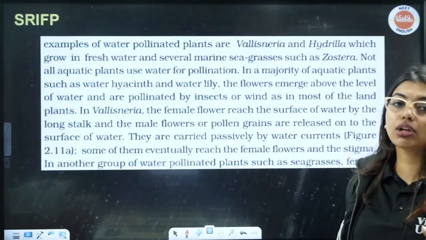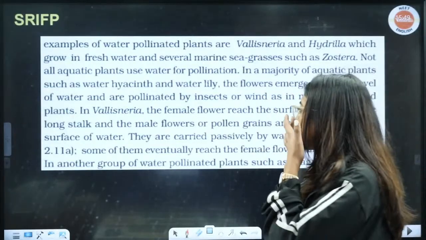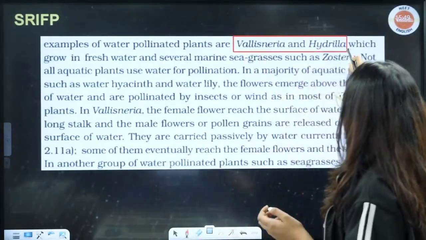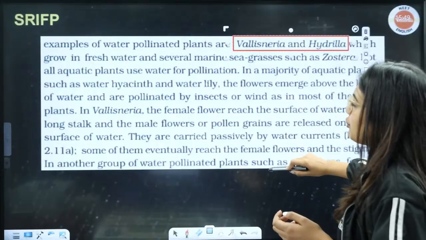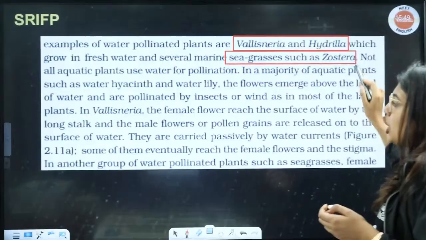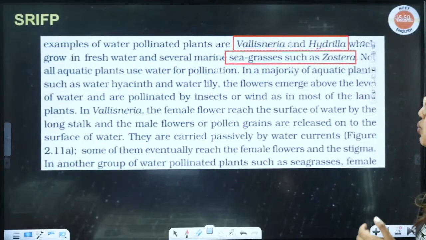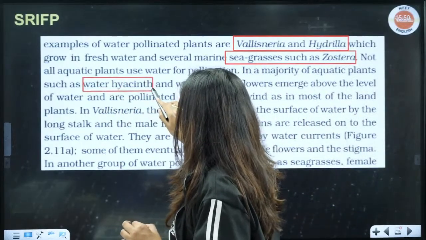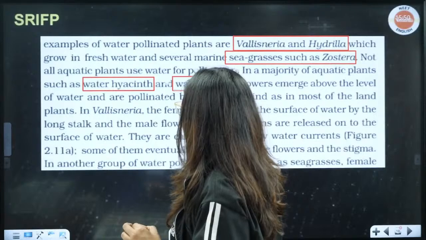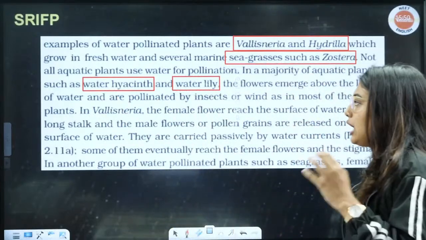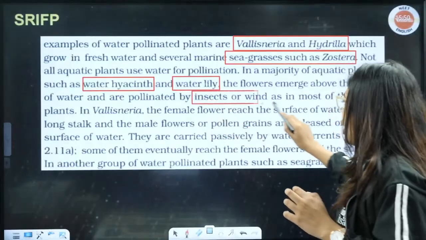This was a NEET 2023 question. So listen to me carefully. Examples of water pollinated flowers are Vallisneria and Hydrilla, okay, which grow in fresh water, and several marine seagrasses such as Zostera. Not all aquatic plants use water for pollination. In the majority of aquatic plants such as water hyacinth, okay, and water lily, okay, the flowers emerge above the water and are pollinated by insects or wind.